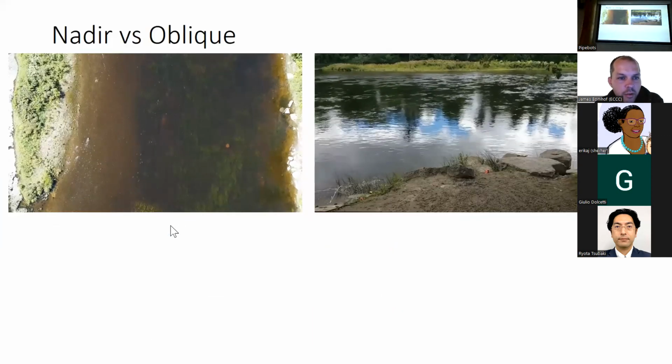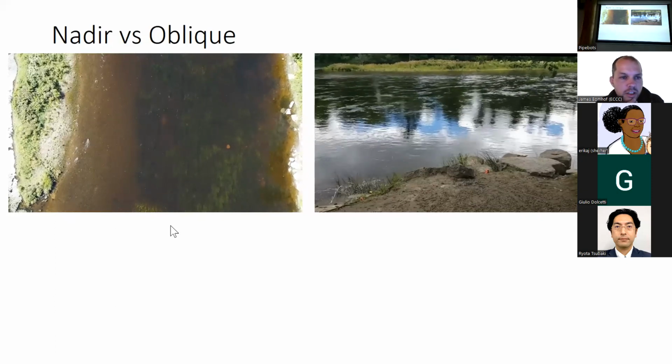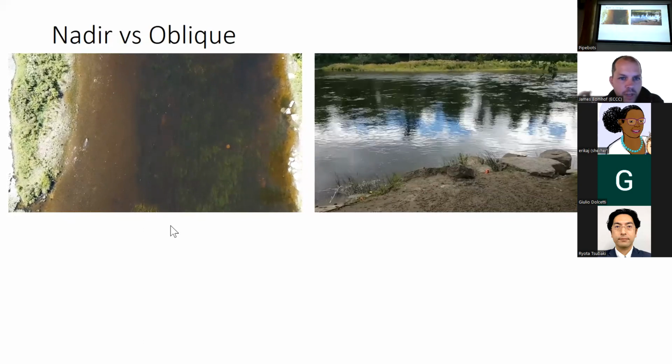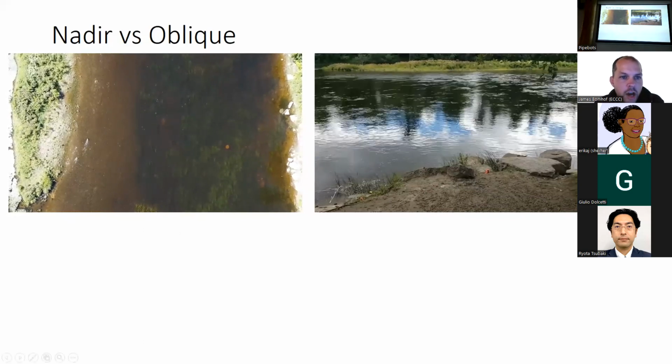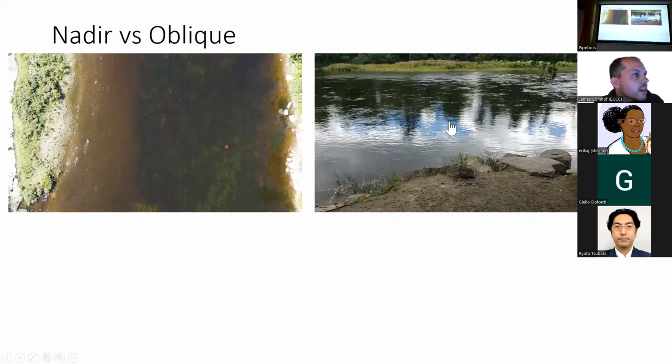The next case I wanted to bring up is angles for mobile image velocimetry measurements. These two videos were taken basically 10 minutes apart. The top is a nadir view from a drone, and the bottom one is taken from the bank with a cell phone camera. I see one of the cell phone camera videos is not working on the slide right now, but you can see that there's a lot more surface texture on the cell phone camera just by eye.